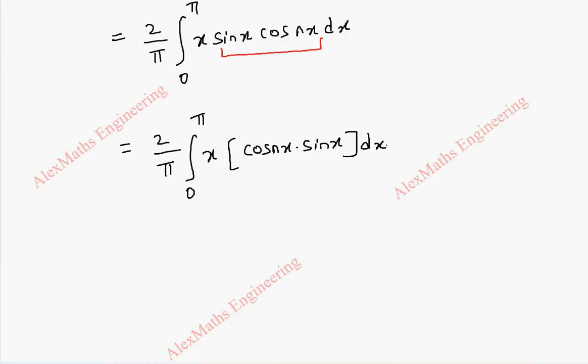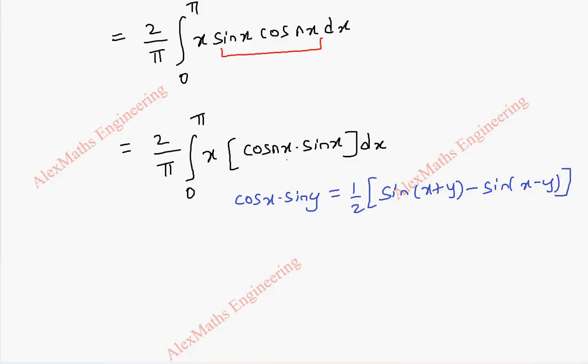Then we have dx. We are going to apply the basic trigonometric formula. Whenever we have cos x into sin y, this is 1 by 2 sin of the sum of the angles, nx plus x, minus sin of the difference of the angles, nx minus x. Let's write this in terms of x and y: it is sin of x plus y minus sin of x minus y. So, sum of the angles and difference of the angles. Here this is x and this is y.